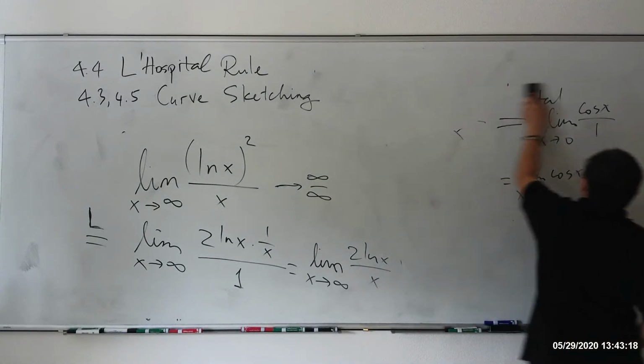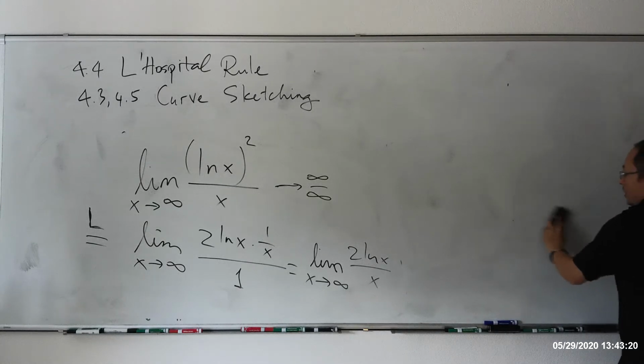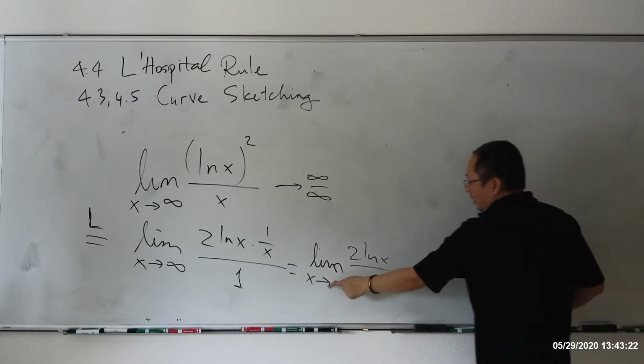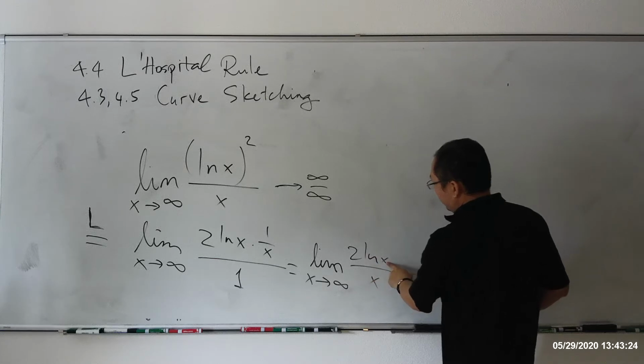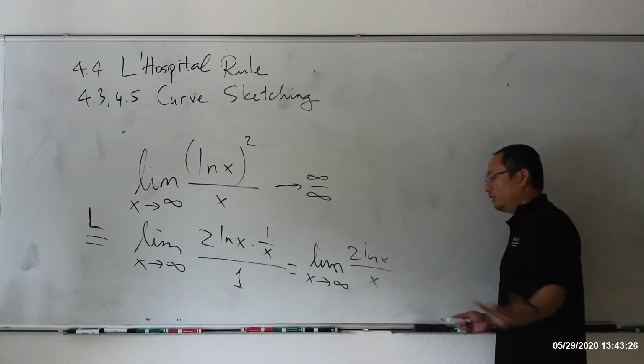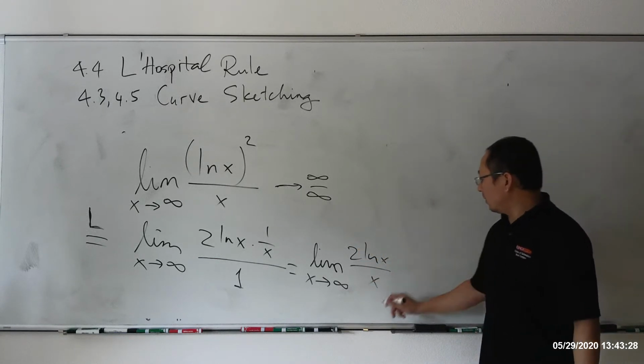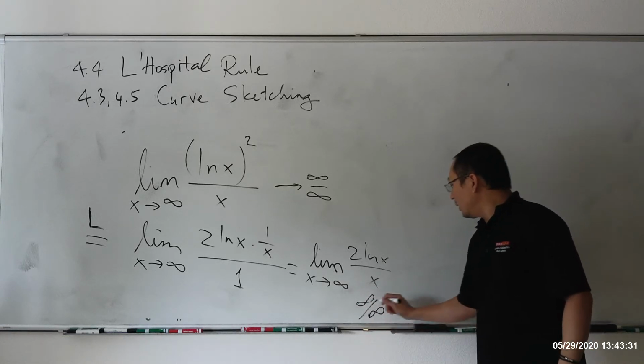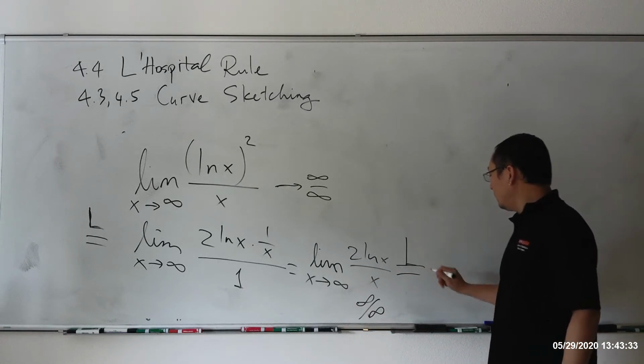Now what? L'Hopital rule again. Why? When x goes to infinity, this is ln of infinity, which is infinity. So twice of infinity is still infinity, over infinity. So this is still of the form infinity over infinity. I'm going to use L'Hopital again.